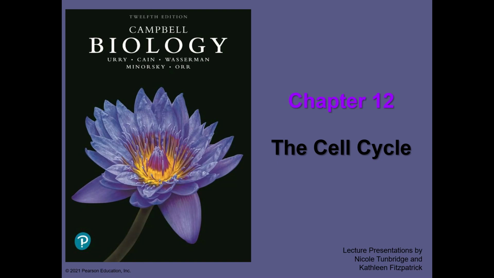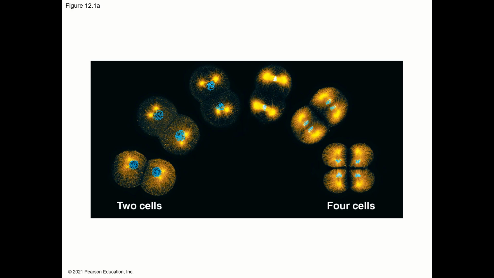Hello everyone, this is going to be Campbell Biology, and we're going to do our lesson now on Chapter 12, the cell cycle. Here we see one of our initial figures showing two cells that had already gone through the first step of division and are now going through what appears to be meiosis 2.